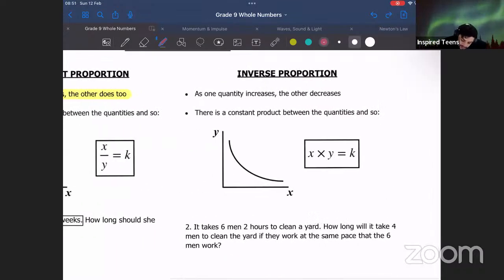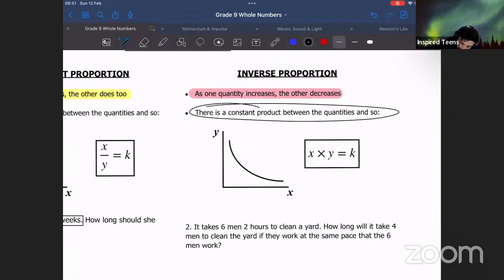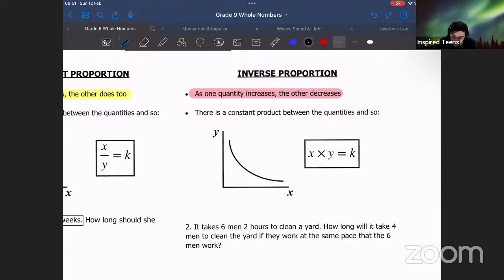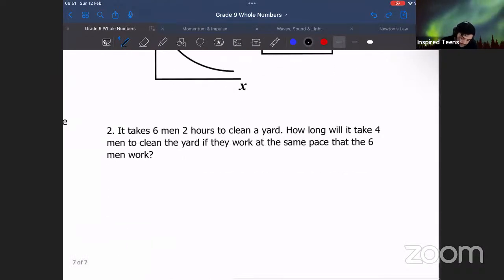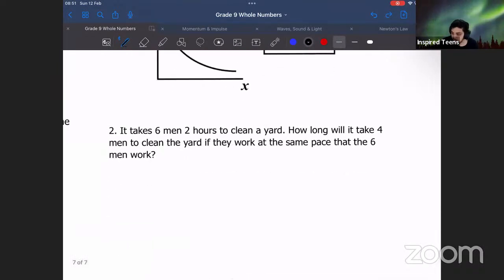Right, quickly, let us discuss inverse proportion. Inverse proportion is as one quantity increases, the other decreases. Many hands make light work. The more people are assigned to a certain task, the quicker it will get done. Okay, that's an example of inverse proportion. There's a constant product between the quantities. So when we multiply the quantities, we get a constant product. Basically, so let's do this example and I can show you how to do it.